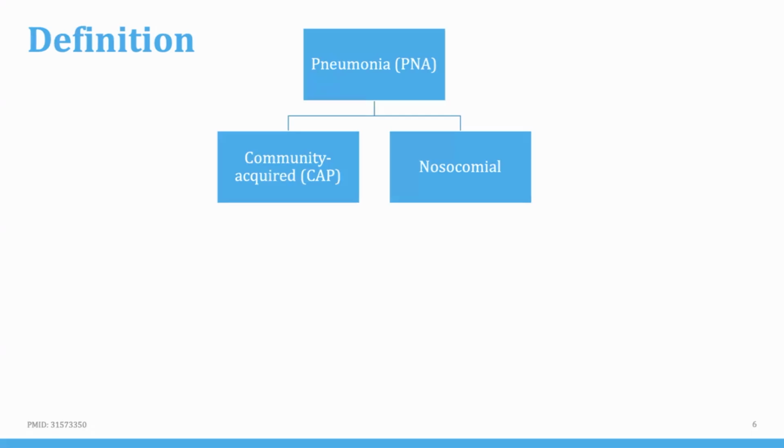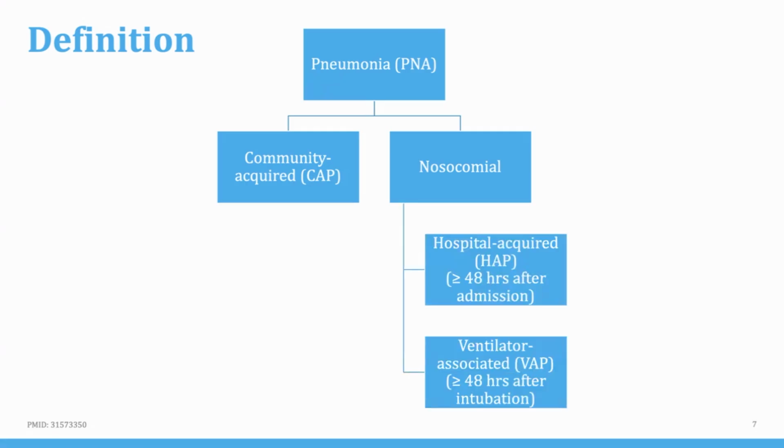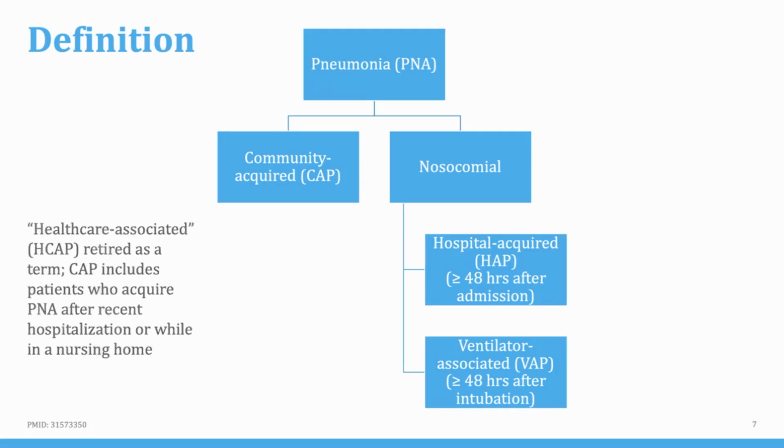So let's start off with some definitions. Pneumonia is broadly categorized usually as community-acquired pneumonia, or CAP, and nosocomial pneumonia. Within nosocomial, we then categorize either as hospital-acquired pneumonia, or HAP, which occurs at least 48 hours after admission, or ventilator-associated pneumonia, or VAP, which occurs at least 48 hours after intubation. Please note that healthcare-associated pneumonia, or HCAP, has been retired as a term.